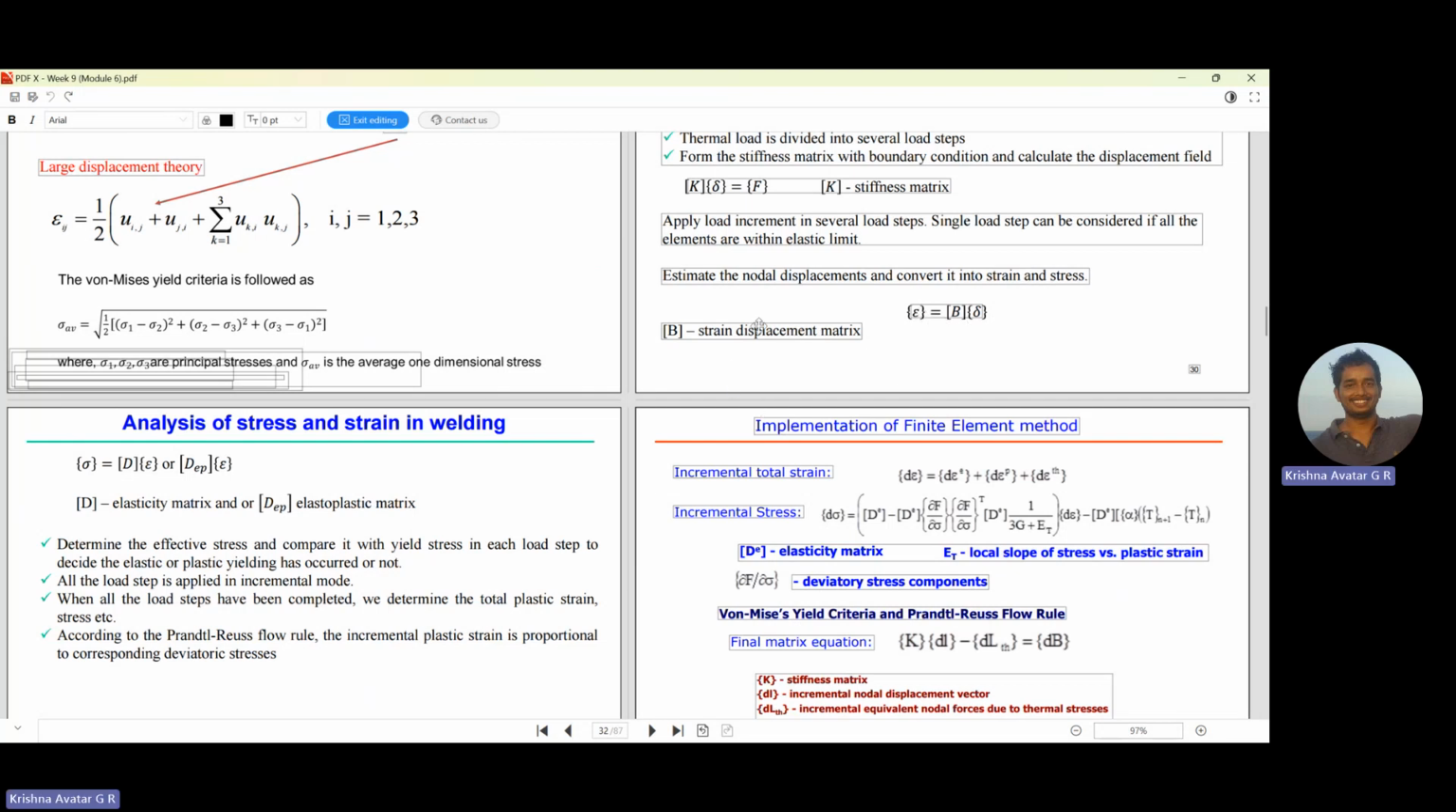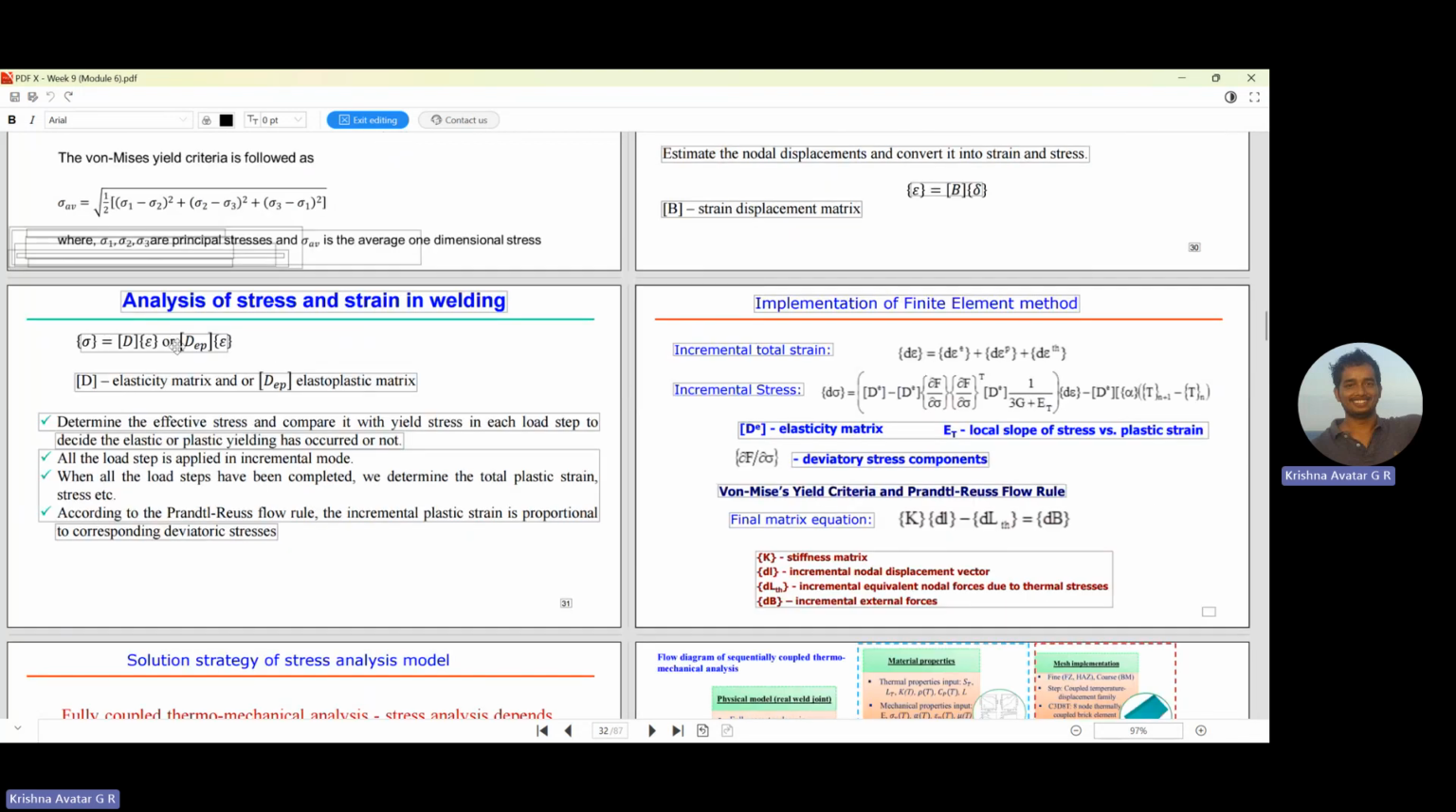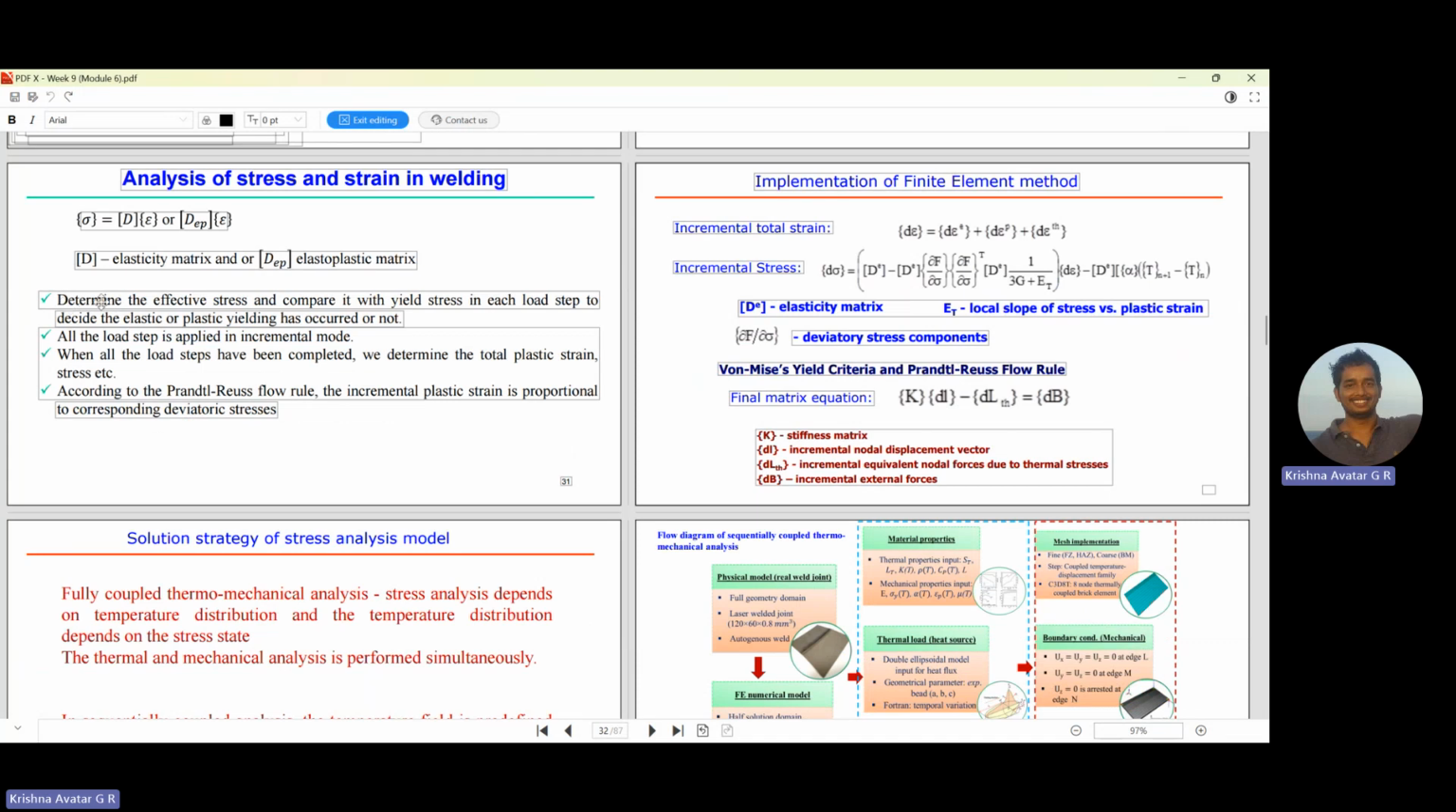Epsilon is equal to B into lambda, where B is the strain displacement matrix, and then sigma is equal to D epsilon. And this D is the elasticity matrix, and D_ep is the elastoplastic matrix. Depending on whether the body is in the elastic range, we'll use D, and if it's not, then we will use the elastoplastic matrix. So then we determine the effective stress and compare it with the yield stress in each load step to decide whether elastic or plastic yielding has occurred or not. All these load steps are applied in incremental mode. And when all the load steps have been completed, we determine the total plastic strain or stress, etc.